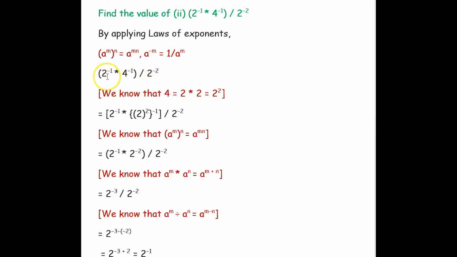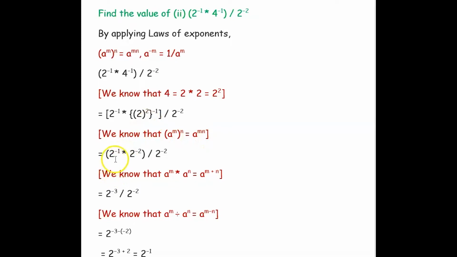So 2 raised to the power negative 1, we can keep it as such, into 4 raised to the power negative 1. So 4, we know that 4 can be written as 2 into 2, which is equal to 2 raised to the power of 2. So 2 raised to the power negative 1 into 2 raised to the power 2 raised to the power negative 1 divided by 2 raised to the power negative 2. So we also know that a raised to the power negative m raised to the power n equal to a raised to the power m into n. By applying this, we have changed this.